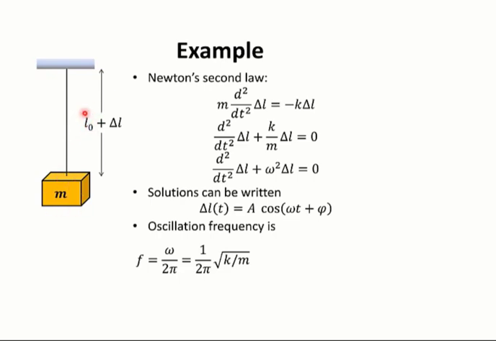So if the initial length is L0 and after attaching this mass it increased by the amount delta L, we can write down the restoring force to be equal to minus K times this extension delta L, which from Newton's second law we can write as MA, where A is equal to the second derivative of this extension delta L with respect to time, that is the acceleration.